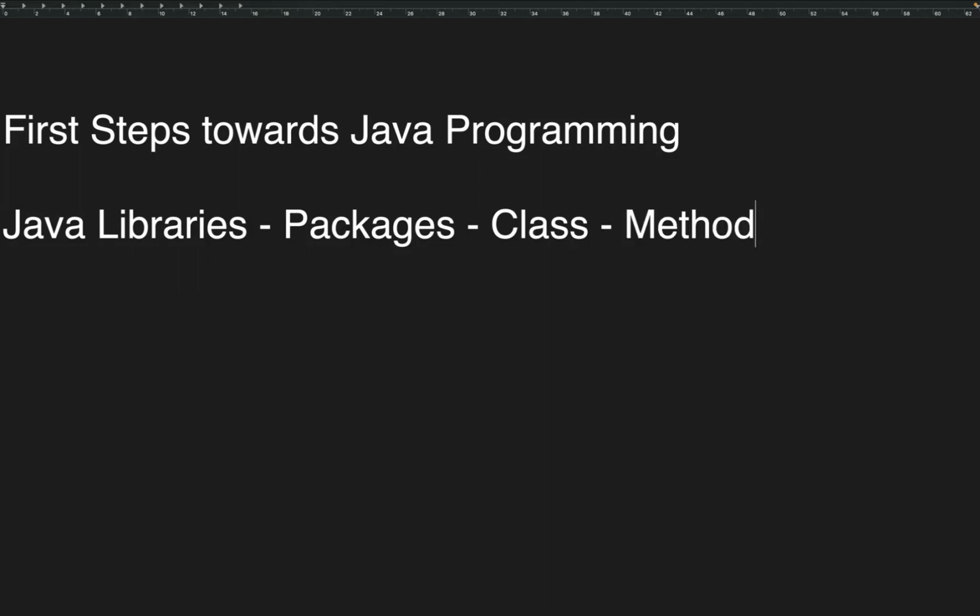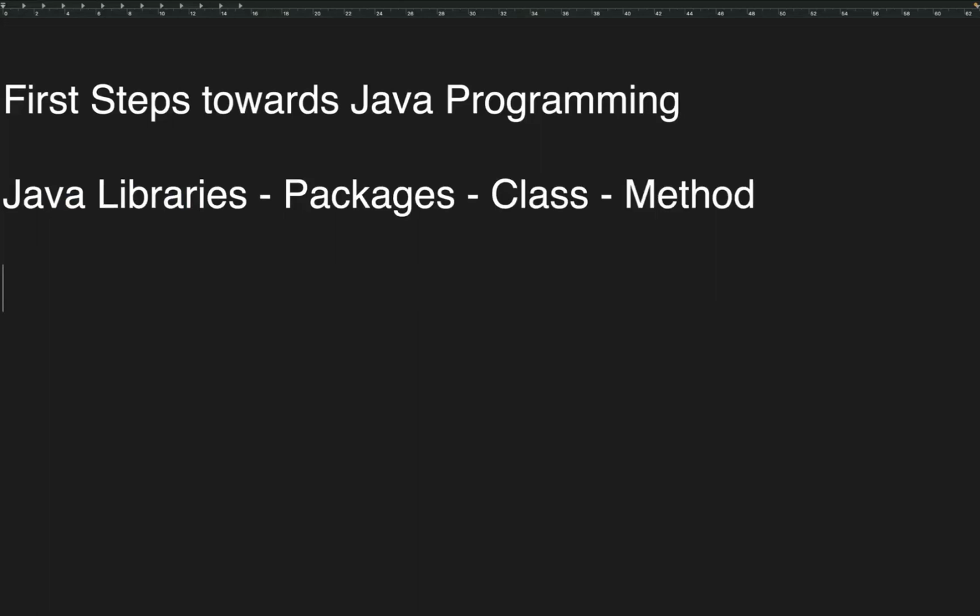This is a flow. Java libraries, we need to use a Java library. From that Java library, we need to use packages. After that, we need to write a class. We need to write a method. Before going to that, let us try to understand the basic things we need to follow. So this is a flow.